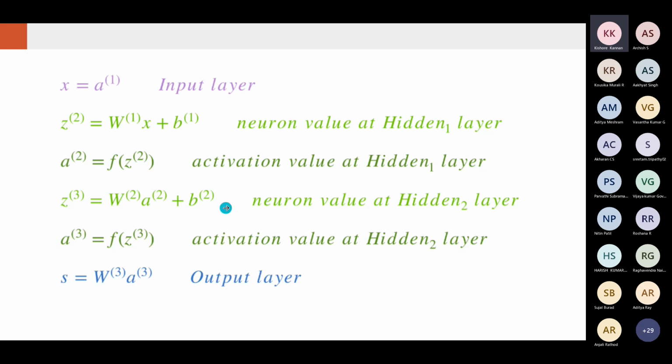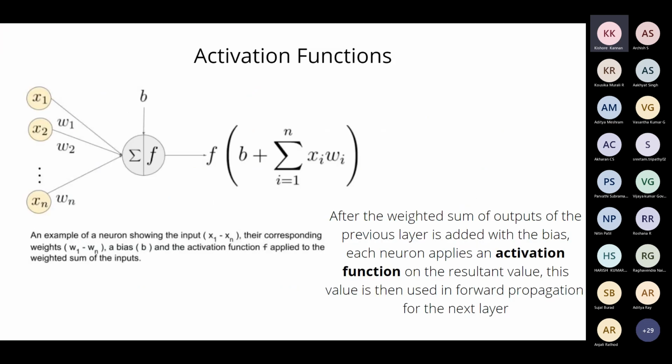One thing to note here is that all of them are matrices. So here this W times x is not just normal multiplication, it is a matrix multiplication. And the activation function is an element-wise operation. We take each and every element and put it in the activation function and we get A2. So that's about forward propagation. Next, Skandan will explain more about activation functions in detail. Over to you, Skandan.